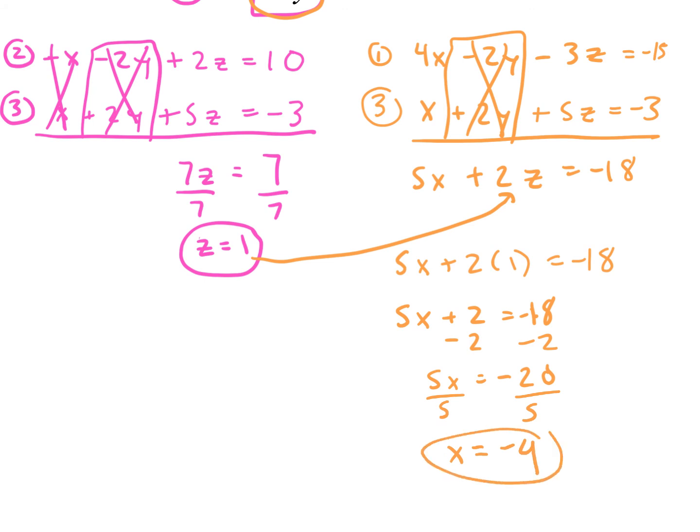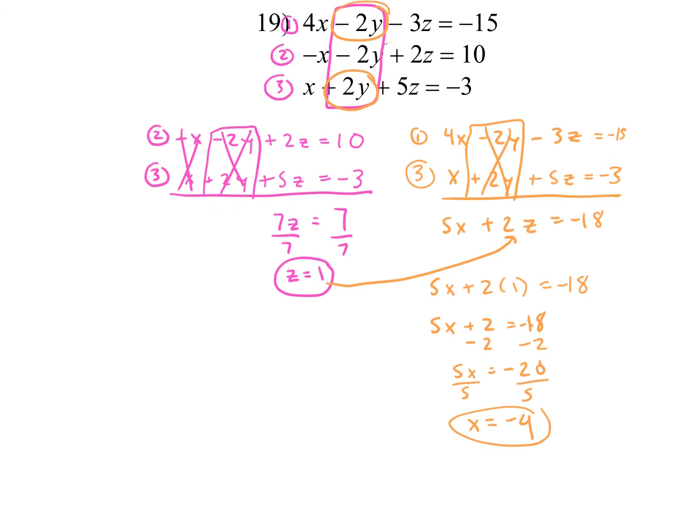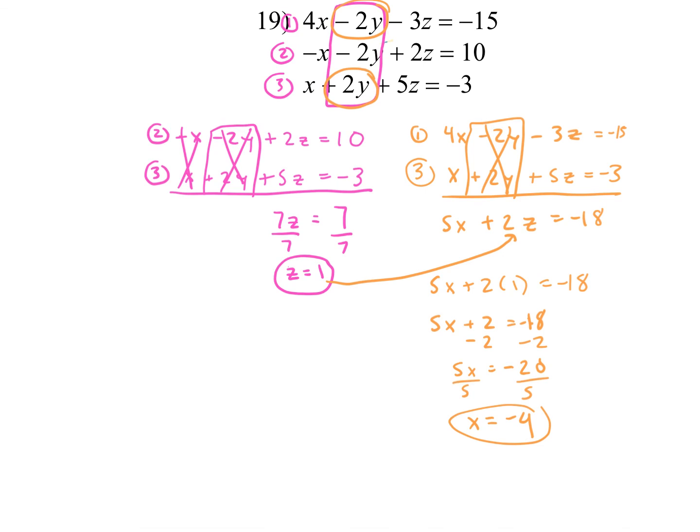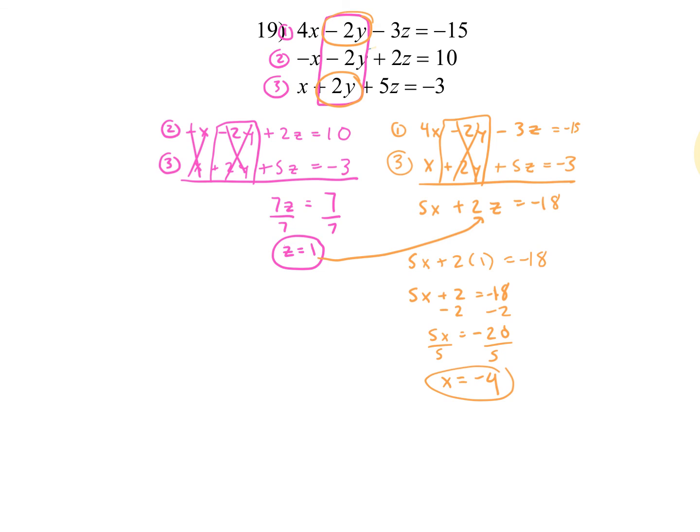So I have x and I have z. How do I find y? Plug x and z into the equation. Which equation? Oh no, the third. All right, let's plug it into the third. It doesn't matter, just plug it into one of the original equations. So I have negative 4 plus 2y plus 5 times z, which is 1, is equal to negative 3.